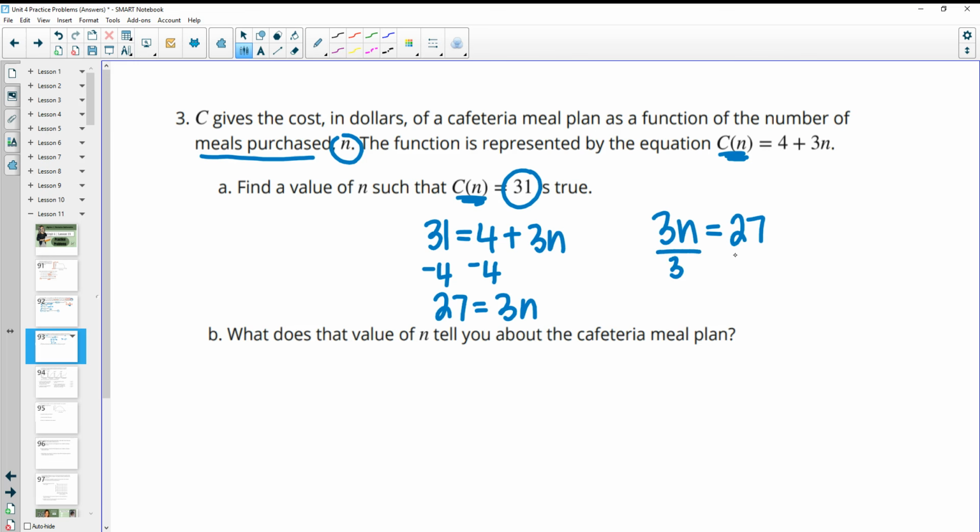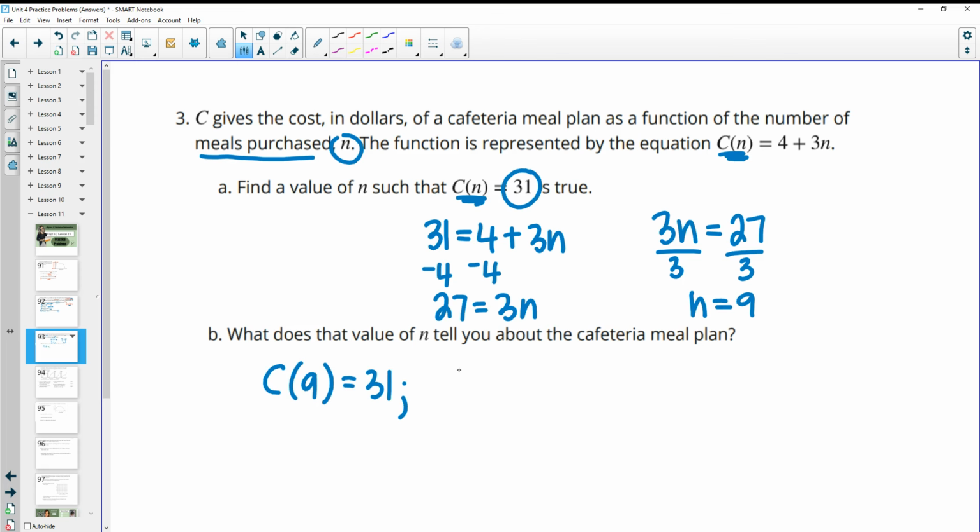So I'm going to divide by 3, and we'll get n equals 9. So if we plug 9 into that function, the output will be 31. So this is telling us that C of 9 equals 31. And what does that actually mean?